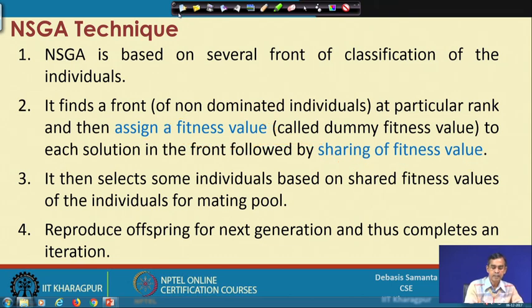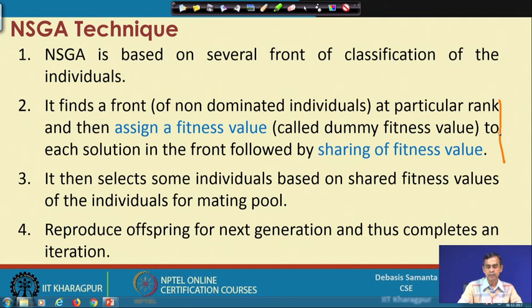So, now our task is to understand how to assign a fitness value, that is the dummy fitness value to each solution, and then how to share the fitness value, and what is the rationale behind these things; also we shall be able to learn. So, basically once this fitness value is assigned and shared, each solution will be given a fitness value as per the NSGA technique.